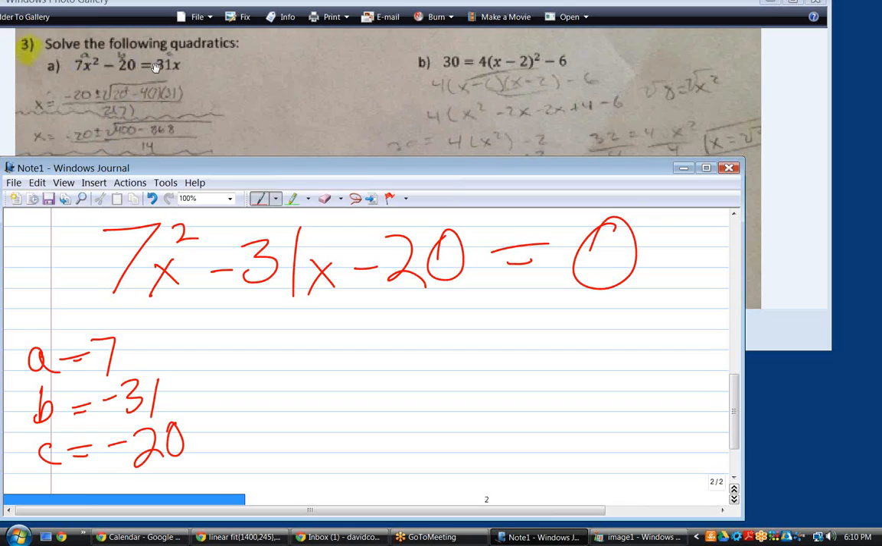For reference purposes, A is always the coefficient of the x squared term. In other words, whenever you have a quadratic, you have an x squared term, you have an x term, and you have a constant. A is the coefficient of the x squared term, B is the coefficient of the x term, and C is the constant. So you have to get everything in standard format, and then you can just read A, B, and C.